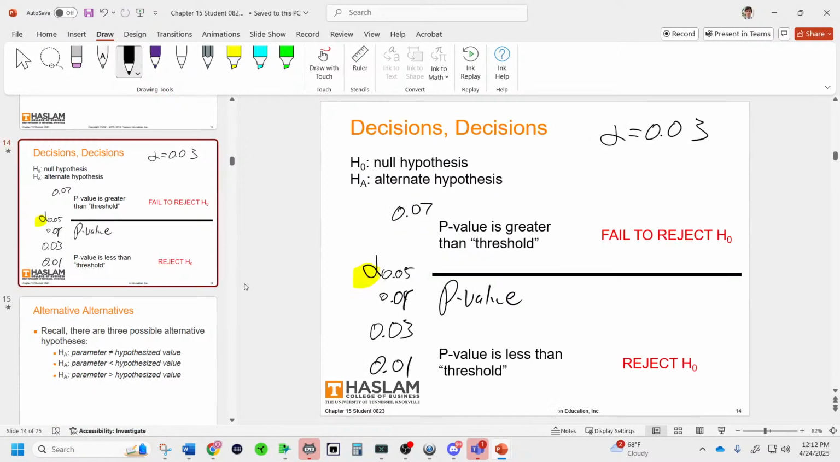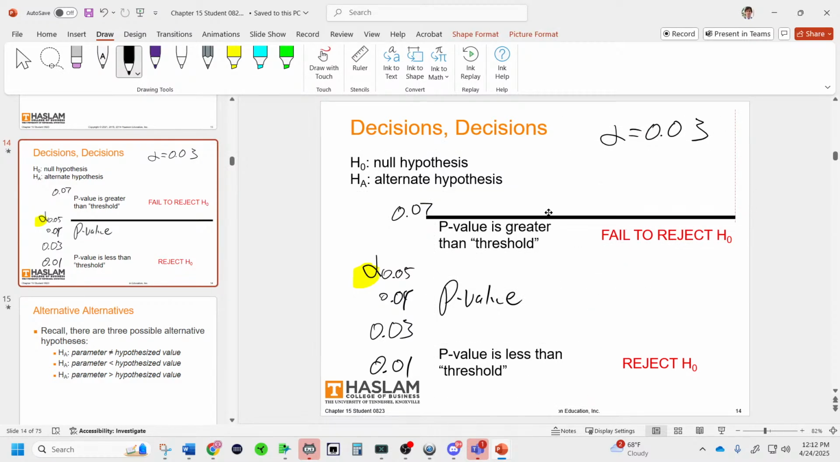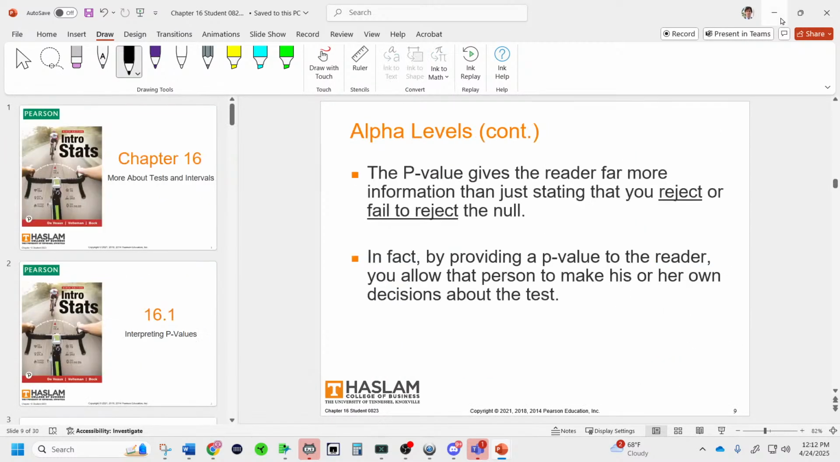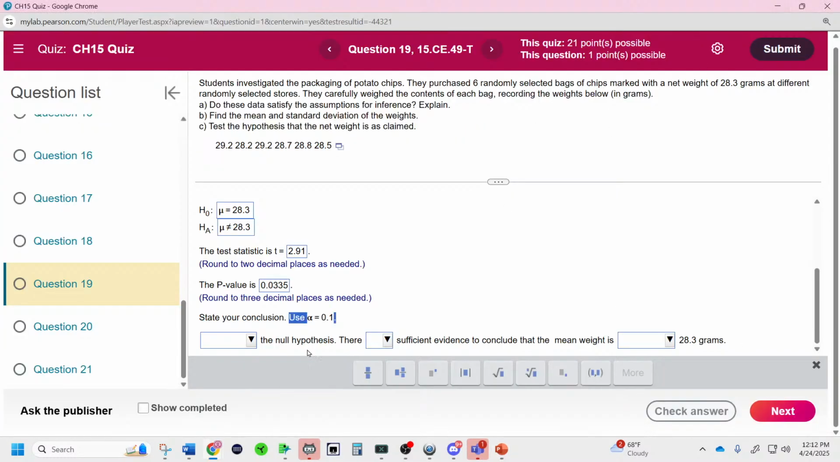So alpha is just a bar we set. And we say, here's where I want to put alpha. And since our p-value is below alpha, we reject the null. When the p-value is low, reject the null. So I would say, I reject the null, and I do have evidence for my alternative. There is evidence that it is not equal to, that it's different from.